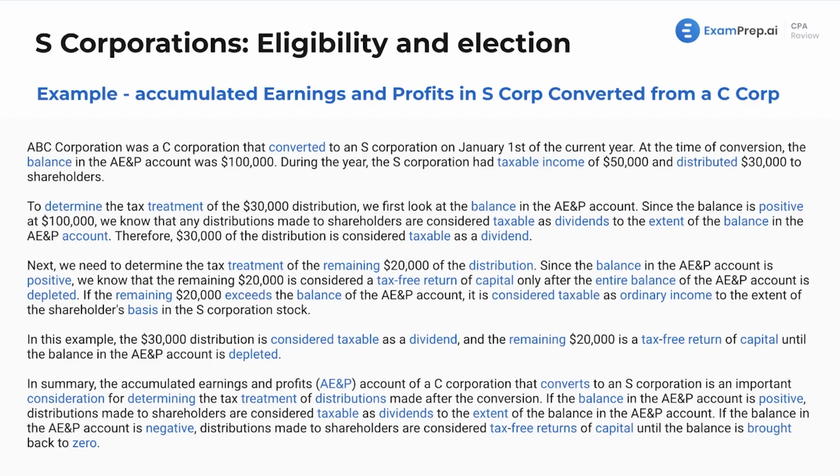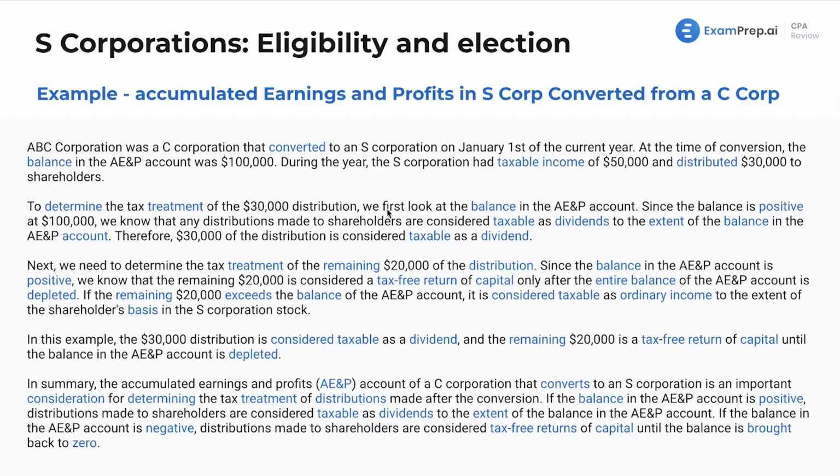Keep powering through. ABC Corporation was a C corporation that converted to an S-Corp on January 1st of the current year. At the time of the conversion, the balance in the AE and P account was $100,000. Now, during the year, the S corporation had taxable income of $50,000 and distributed $30,000 to shareholders. In order to determine the tax treatment of the $30,000 distribution, we first look at the balance in that account.